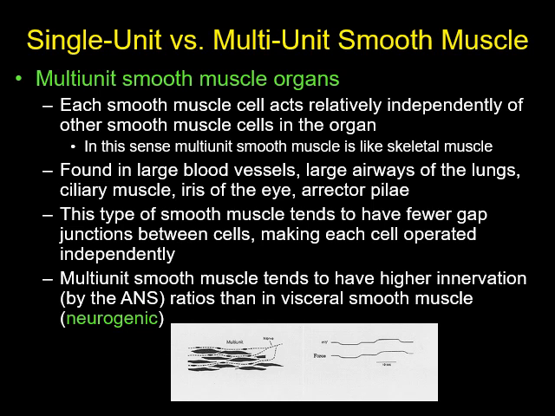Multi-unit smooth muscle tends to have fewer gap junctions between cells, making each cell operate independently. Multi-unit smooth muscle also tends to have higher innervation by the autonomic nervous system, in greater ratios than in visceral smooth muscle.